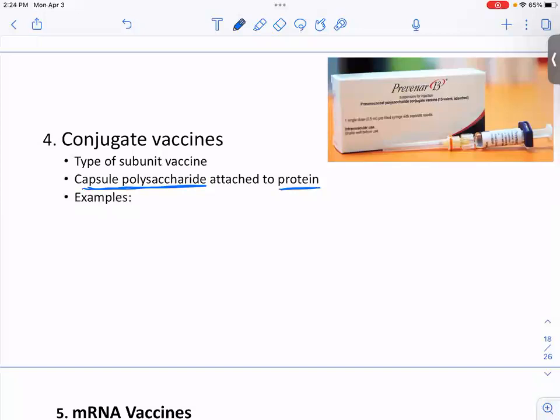And remember, we talked about polysaccharides. Some of them are those T-independent antigens. Well, not all of them, but some of them. So when we attach that to a protein, we can get an even better immune response. Okay, so some examples. This is an old picture, Prevnar 13. Anybody know what that vaccine vaccinates against? Okay, Streptococcus pneumoniae.